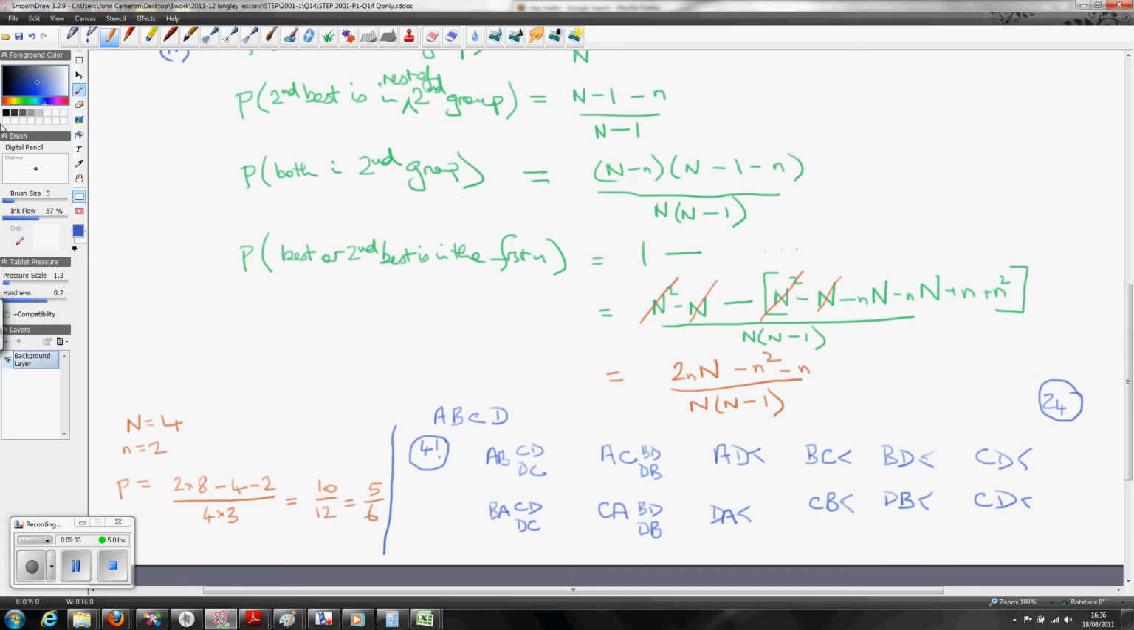And so what we need to do is look here to see which of these have got C and D first. And of those, it's only these which have C and D, which is 4 possibilities. And all the others have either A or B, or in this case both, in the first position. There's A in the first position, and there's B in the first position. So out of the 24 possibilities, all but 4 have got A or B in the first position.